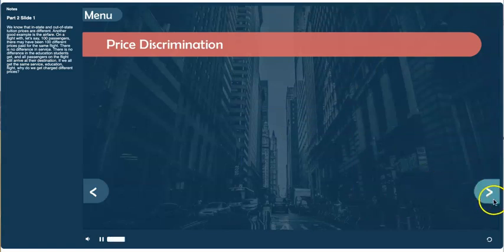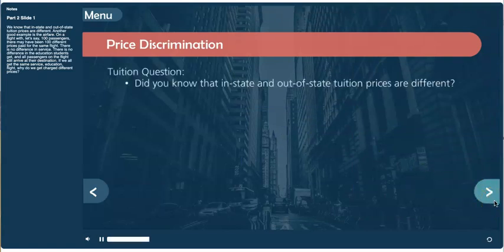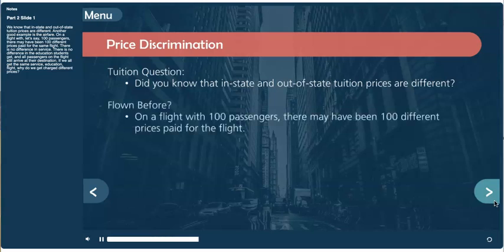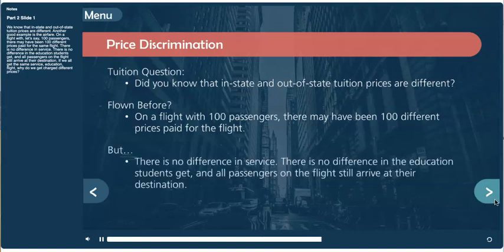We know that in-state and out-of-state tuition prices are different, right? And another good example is the airfare. On a flight with, let's say, 100 passengers, there may have been 100 different prices paid for the same flight. So there is no difference in service, there's no difference in the education students get, and all passengers on the flight still arrive at their destination. If we all get the same service, education, flight, why do we get charged different prices?